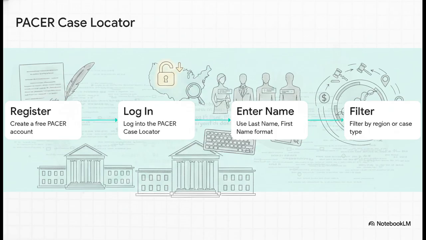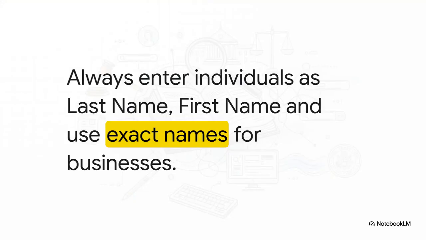If you're looking for a personal bankruptcy filing, select bankruptcy so you don't get flooded with irrelevant civil suits. The absolute most crucial point here is formatting. The system is extremely literal. Entering a name backwards or forgetting a business suffix will instantly derail your search.